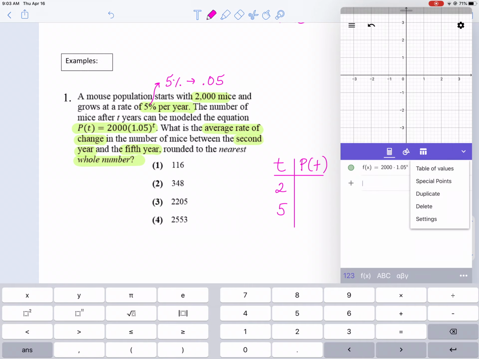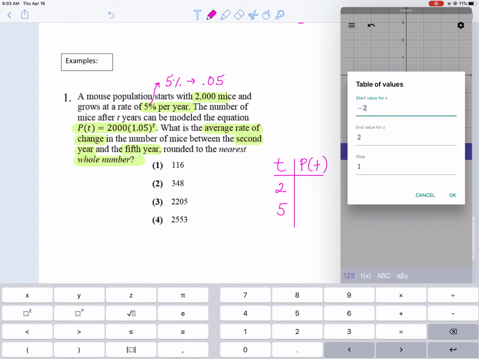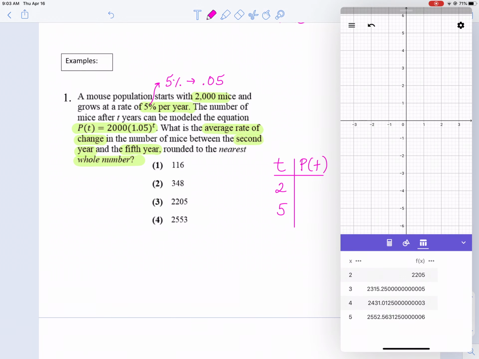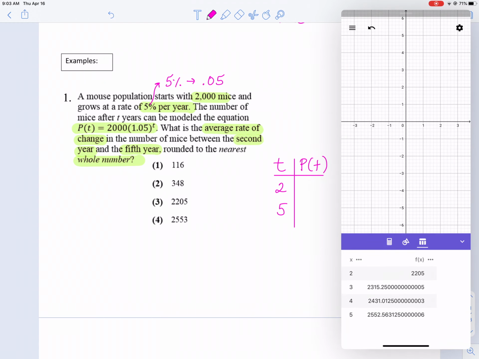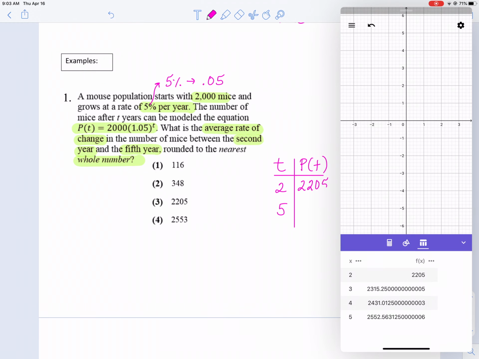Okay. And what you really care about is your table of values. You only need to go from 2 to 5. Those are the numbers you care about. You don't even care about 4. At 2, it's 2205. And at 5, I'm going to round that. It's 2,553.